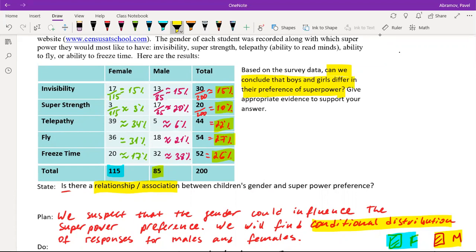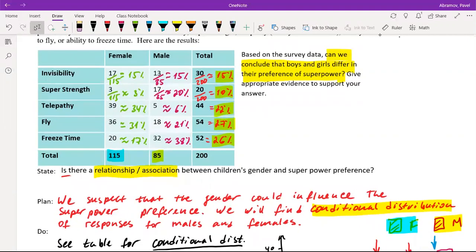But then if I want to be more specific and find a distribution of superpowers between the actual boys and girls, then that's what we did earlier, where we took the total number of boys and divided by how many picked specific superpowers, and then we took the total number of girls only and divided by how many of those picked a particular superpower, and that gives us a little bit more insight on the information that we have.